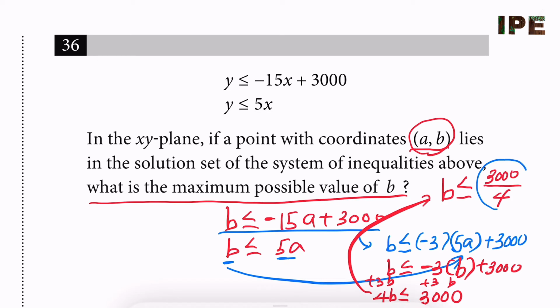What is 3000 divided by 4? 750. So b is supposed to be less than or equal to 750. That means the possible maximum value of b is what? 750. This is the answer.